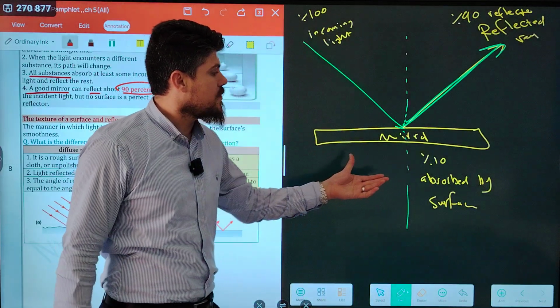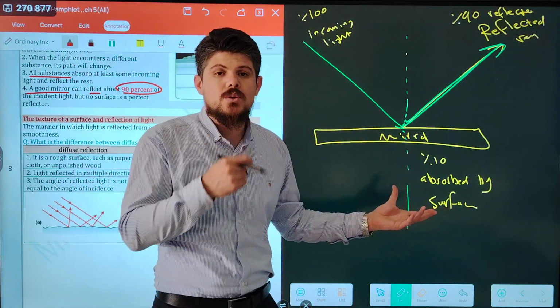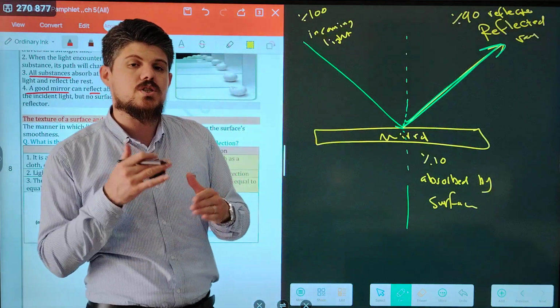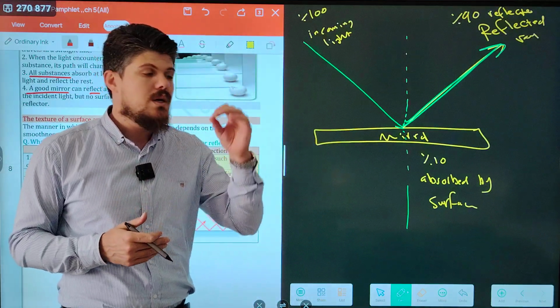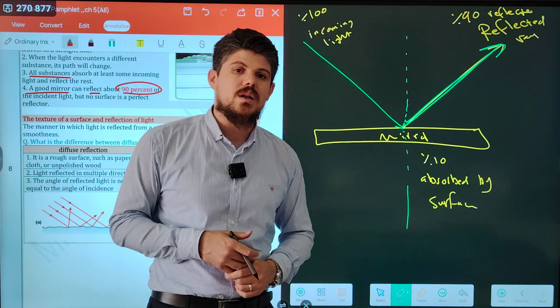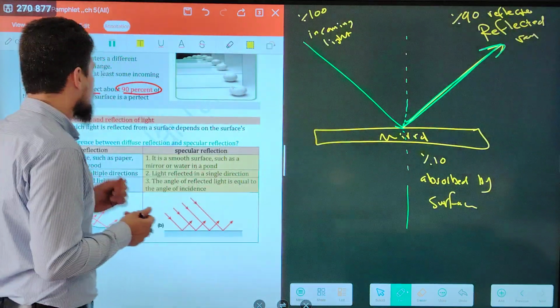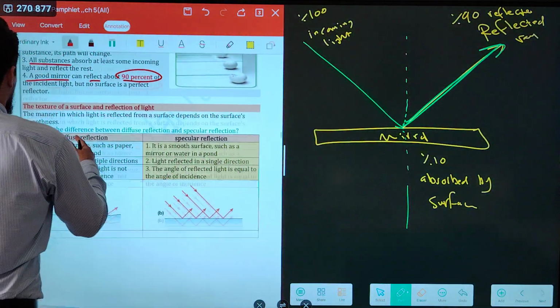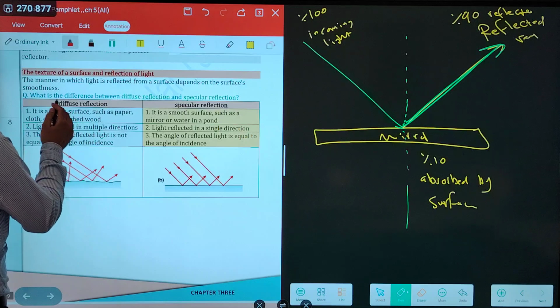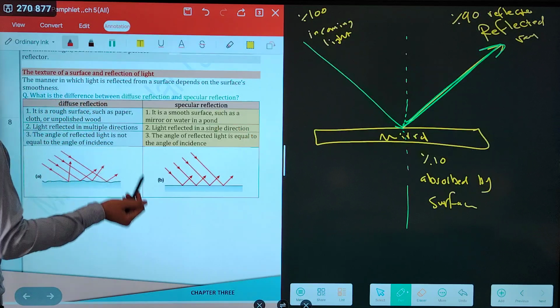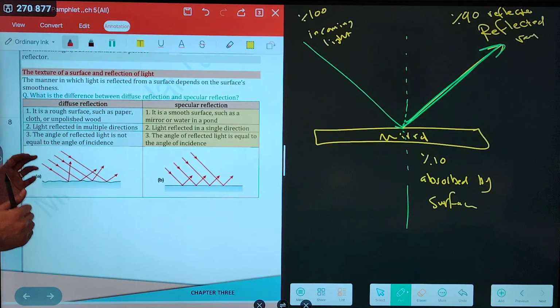So this absorption varies. It depends on the type of the surface. For a smooth surface, such as a flat mirror, a perfect reflector, 10% of the incoming light is absorbed by the surface and 90% will be reflected. The texture of the surface and the manner in which the light is reflected from the surface depends on the surface smoothness.